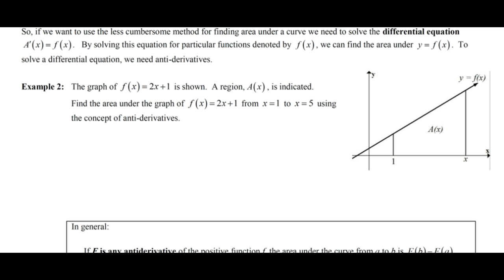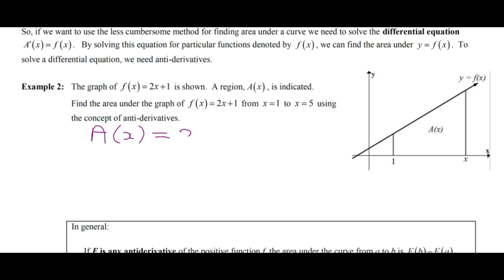So let's do this again. This time from 1 to 5, we're going to do the same idea, right? Region A of x is indicated. Find the area under the graph of f of x equals 2x plus 1 from 1 to 5 using the concept of antiderivatives. Okay, so what's A of x going to be? It's a function whose derivative is 2x plus 1. What function has a derivative of 2x plus 1?